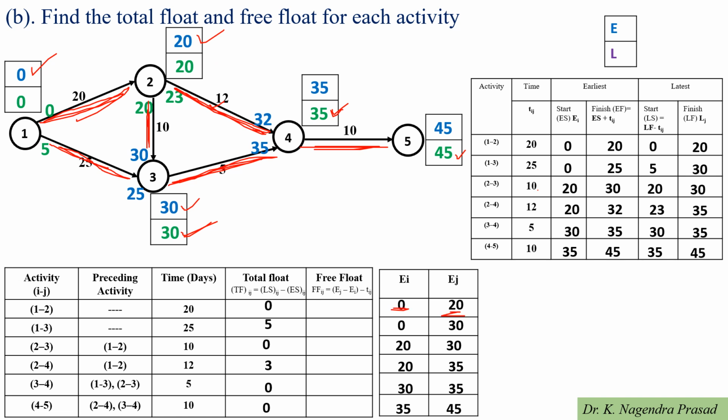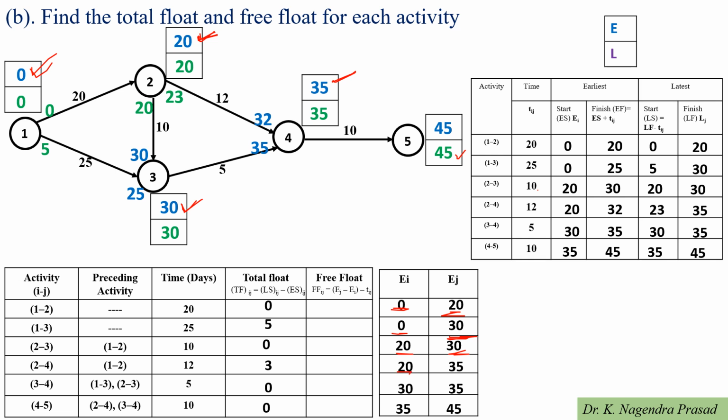Next we look at activity 1 to 3. For activity 1 to 3, start time is 0 and finish time is 30, so EI value is 0 and EJ value is 30. Next for activity 2 to 3, EI value is 20 and EJ value is 30. Next for activity 2 to 4, earliest start time EI value is 20 and earliest finish time EJ value is 35.